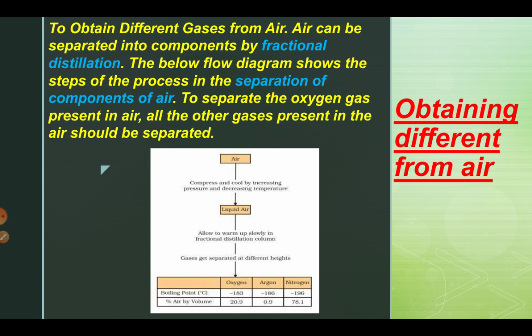changes by compressing and cooling, by increasing pressure and decreasing temperature. Then the liquid air is allowed to warm up slowly in the fractional distillation column. Gases get separated at different heights. The boiling points: oxygen is -183, argon is -186 and nitrogen is -196. Air by volume is 20.9 percent oxygen, 0.9 percent argon and 78.1 percent nitrogen.